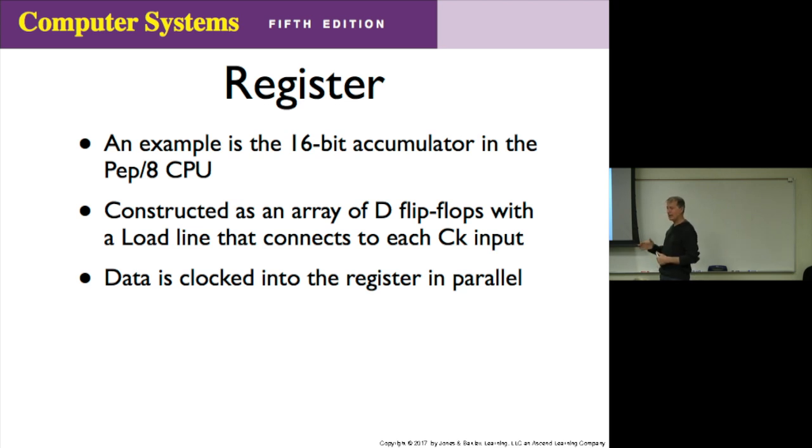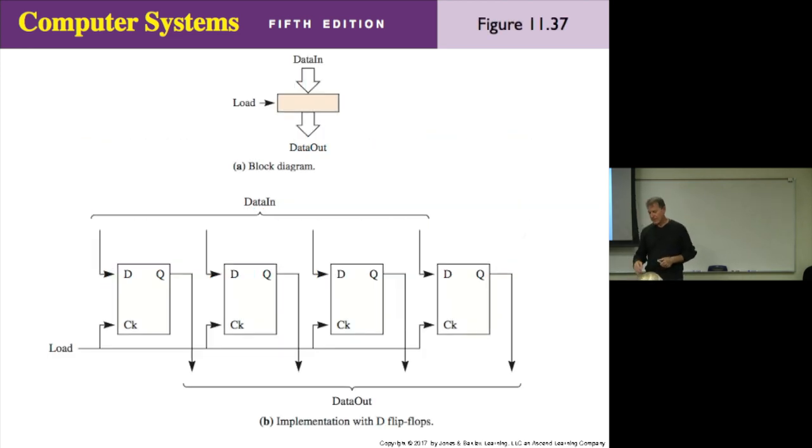So here it is, you guys. It's all our old D flip-flop. It's just an array of them. D flip-flops just next to each other. That's all it is. So it's constructed as an array of D flip-flops with a load line that connects to each CK input. And what this means is that data is clocked into the register in parallel. Are you with me?